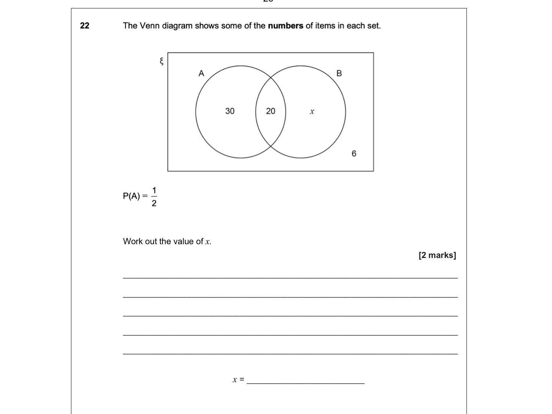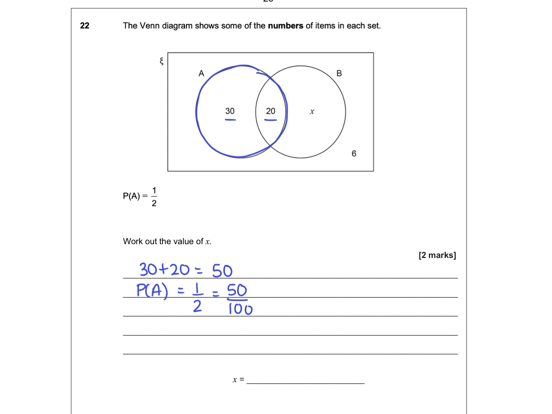The Venn diagram shows some of the numbers of items in each set. The probability of A is 1/2. Work out the value of x. When you see the answer to this, you're going to be so upset. So the probability of A, that means this entire circle right here is equal to 1/2. Well, this entire circle here adds up to 50, right? So 30 plus 20 is equal to 50. And that means that the probability of A is 1/2, which is the same as 50 out of 100.